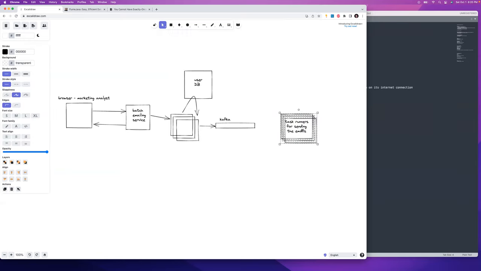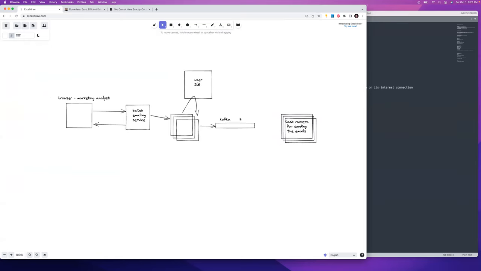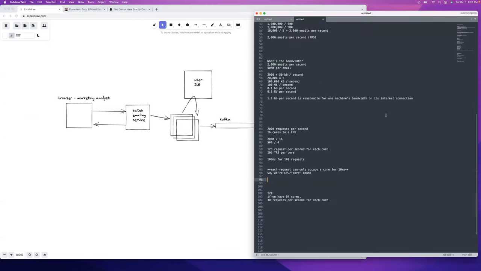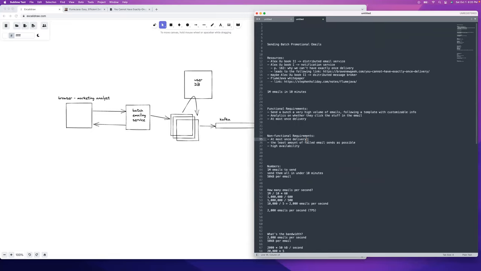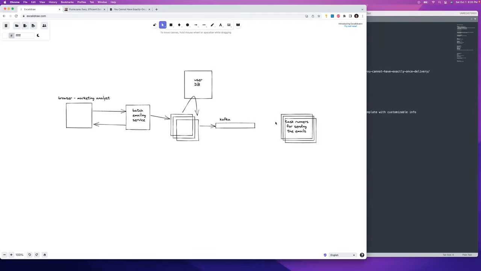Here's the task runners for sending the emails. We have Kafka. This is mainly where I want to focus the design today: we've got these things coming in, and then we're going to have these task runners that are going to send the emails. And it's going to be at-most-once semantics, as we covered up here in the non-functional requirements.